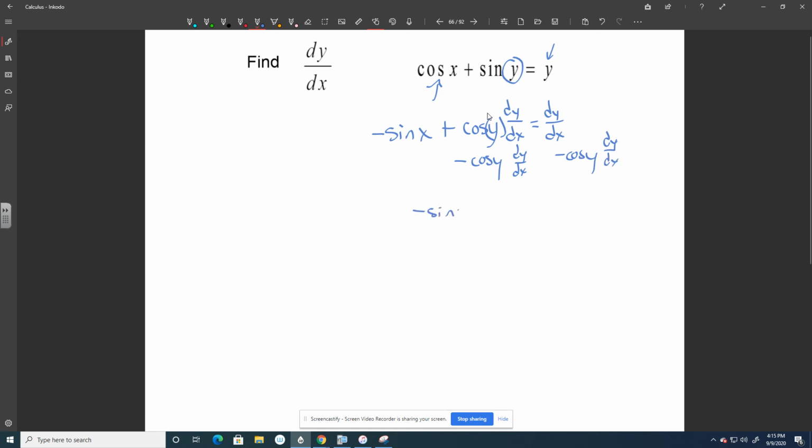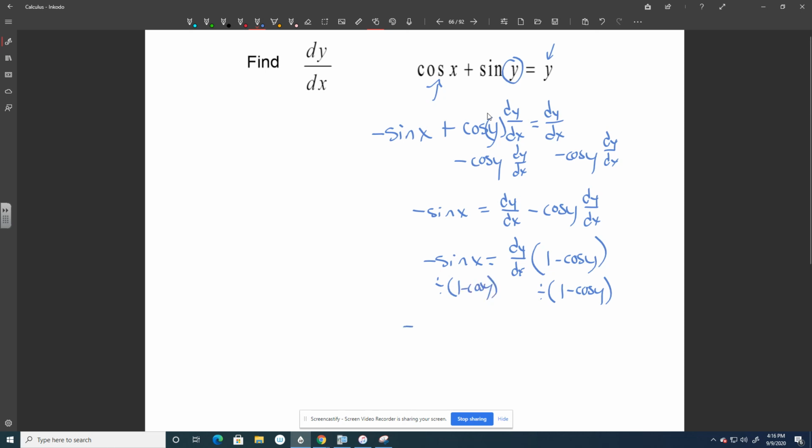So I get negative sine of x equals dy/dx minus the cosine of y multiplied by dy/dx. Well, both of these terms have a dy/dx, so I'm going to factor that out. dy/dx leaves me with, oh, not an equal, yikes. dy/dx is what I'm factoring out, and I'm left with 1 minus cosine of y. Because I pulled both of these out, and that's equal to negative sine of x. Now to get rid of my dy/dx, I'm going to divide by 1 minus cosine of y on both sides.